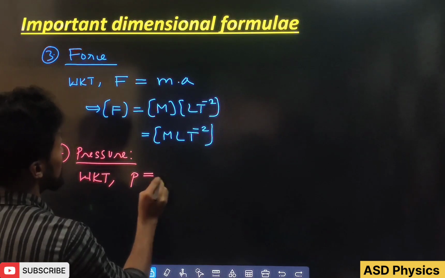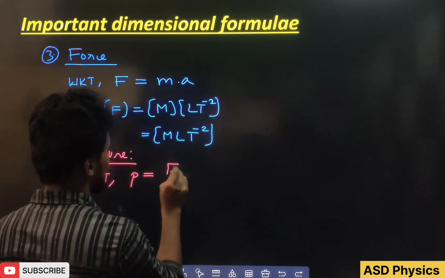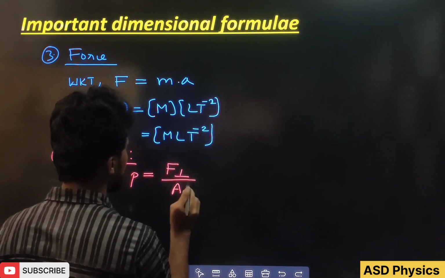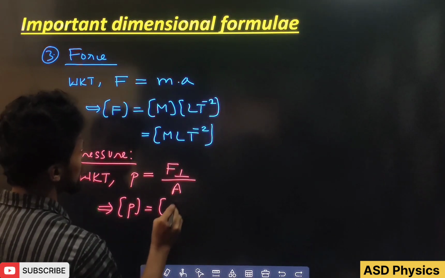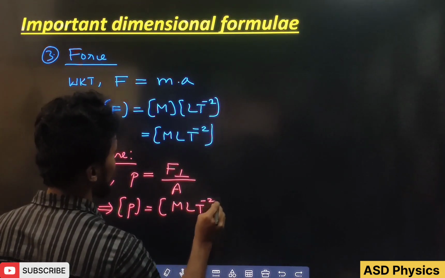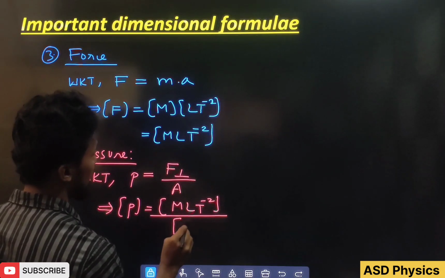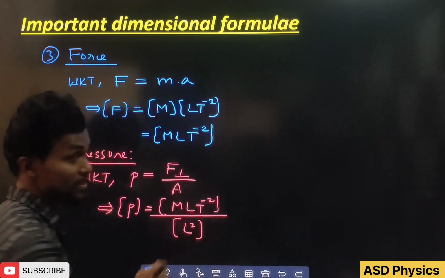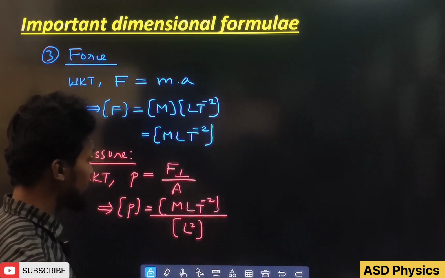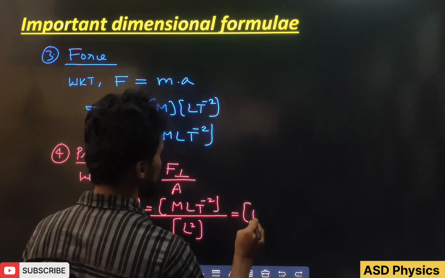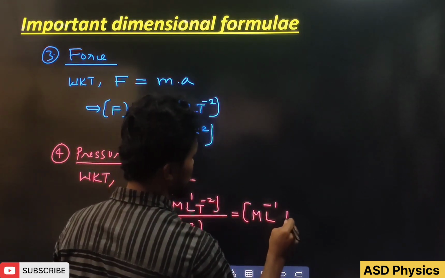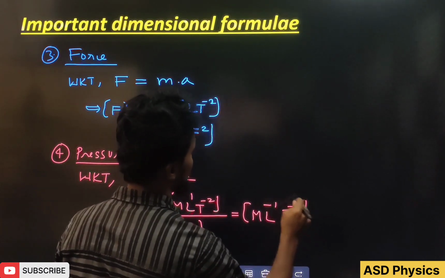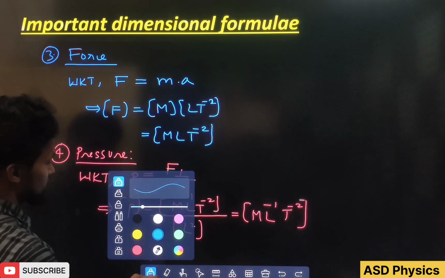You should know the formula to write this dimensional formula: normal force by area. So for the pressure, force means MLT^-2, and area means meter square or centimeter square, so we can write L^2. So what will this become? It will become ML^(1-2) = ML^-1 and T^-2. You can see this for the pressure also.